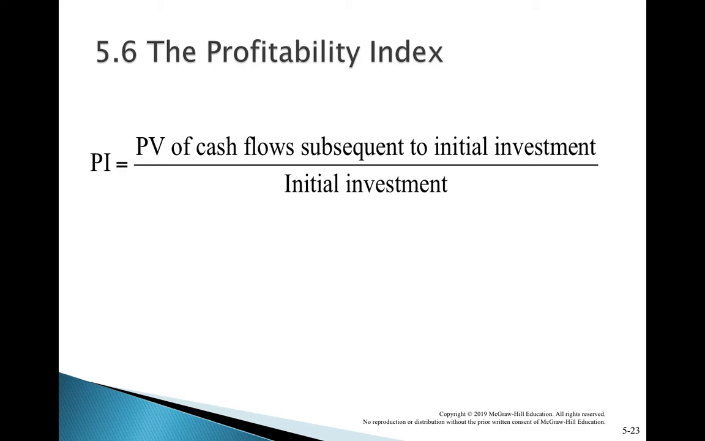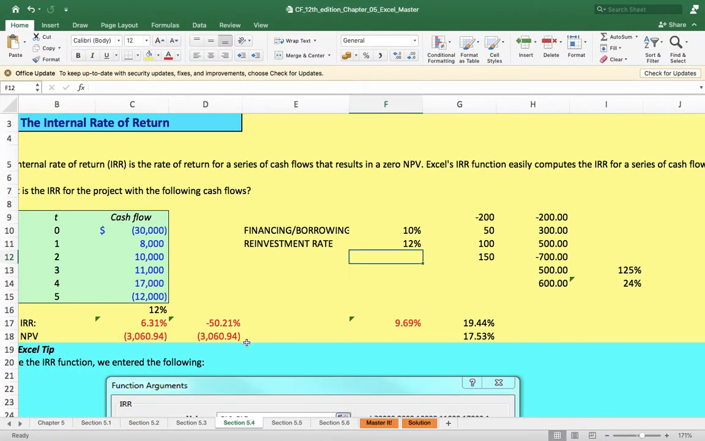The present value of cash flows subsequent to the initial investment. Initial investment is the investment in the zero period, or right now. After that, you get the cash inflows and outflows. That's why it is PV of cash flows subsequent to the initial investment. For example, in the previous example which we discussed, the initial investment is minus 30,000. Subsequent cash flows are 8,000, 10,000, 11,000, 17,000, 12,000, like that. So these are the subsequent cash flows.